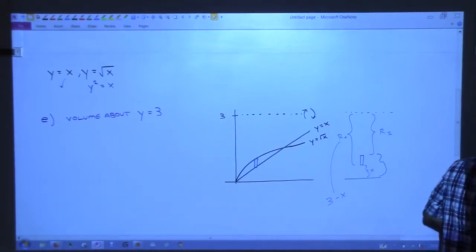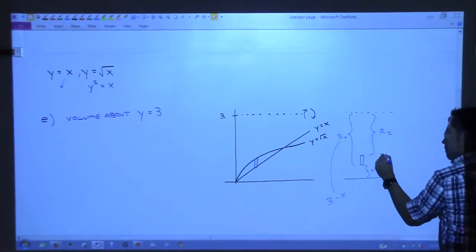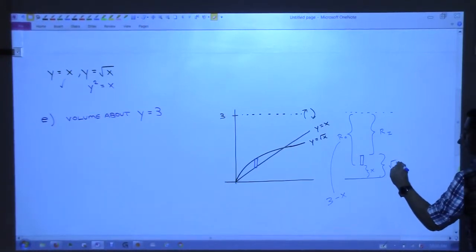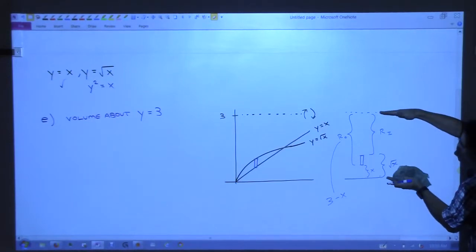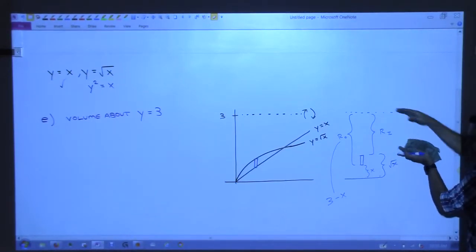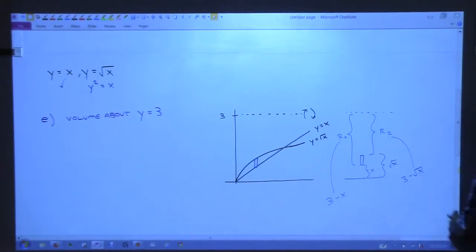And then the R in, well, I know the distance from here to here. This got messed up, sorry. That distance is root x, right? So that distance is 3. If I take away root x, I'll have this distance. So this is 3 minus root x. And we're ready to roll here.